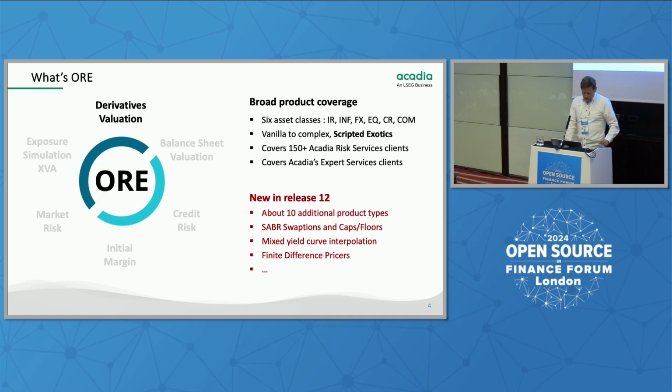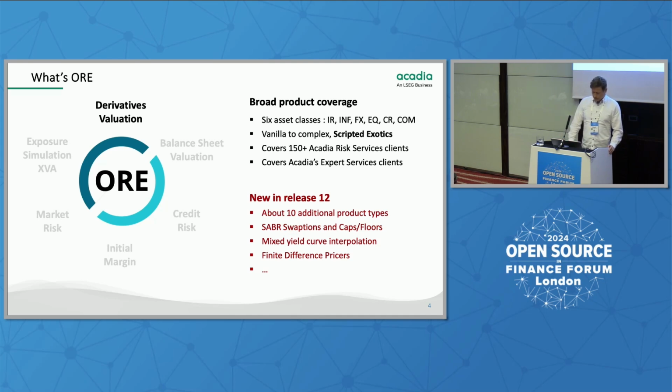Okay, and we are continually adding to the product types that we're supporting, that you can see here on the release 12. We have started to invest more in model development, starting with something like the Sabre model for swaptions and caps floors, but also basic stuff like building yield curves. So far, until version 12, you could only interpolate the yield curve with one methodology. Now you can split that into different parts of your yield curve. For instance, at the front end, you could do, I don't know, log linear, and at the end, you could do cubic spline or whatever.